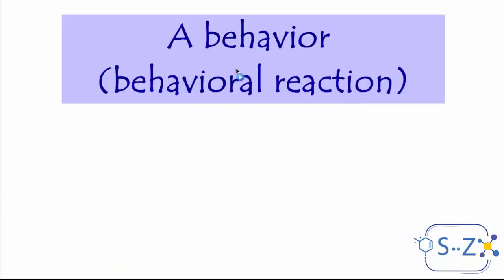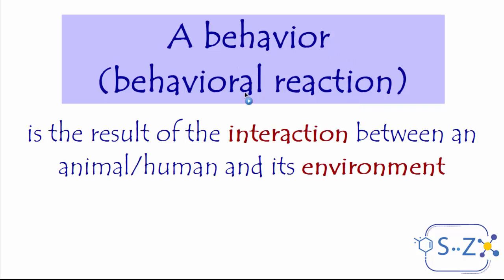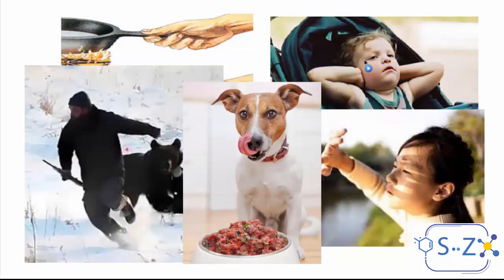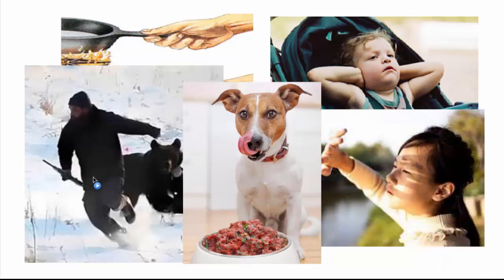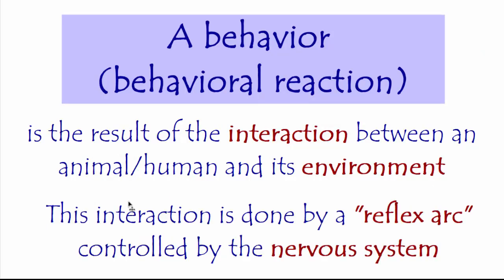A behavior or a behavioral reaction is the result of the interaction between an animal or a human and its environment. As we see here, these living things, these animals or humans, are interacting with their environment around them. They are reacting to their environment. And this interaction is done by a reflex arc, which is an involuntary action controlled by the nervous system. Let's see an example of what happens during a behavioral reaction or a reflex arc.